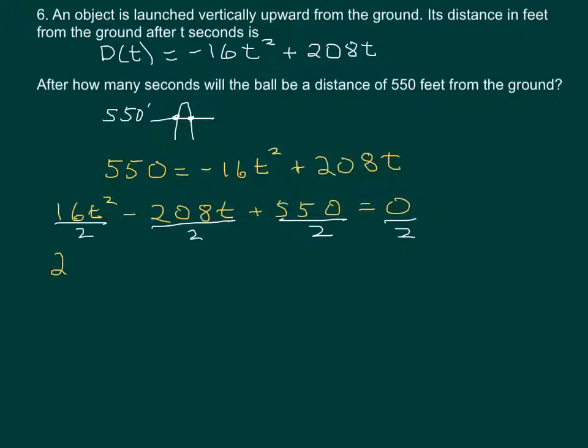And that gives us 2 times 8t squared minus 104t plus 275 equals 0. And then when you divide both sides by 2, you still get 0 on the right, so I'm just going to scratch out that 2. Now we have an equation, 8t squared minus 104t plus 275 equals 0, and we need to solve it.